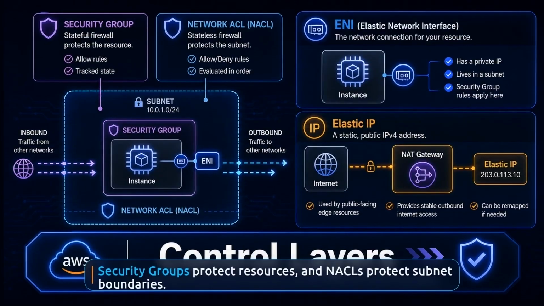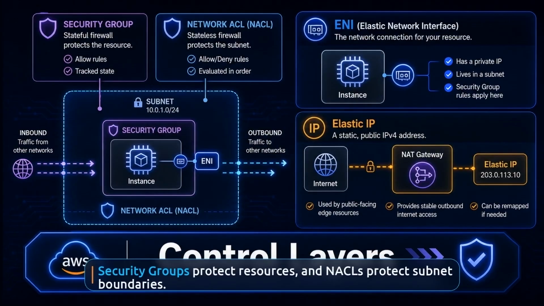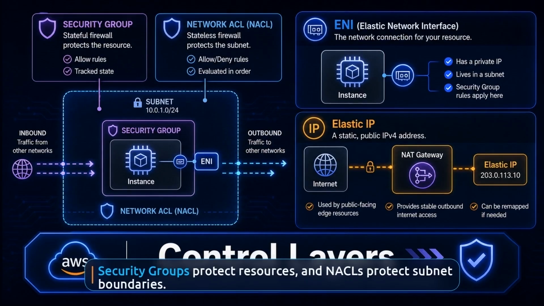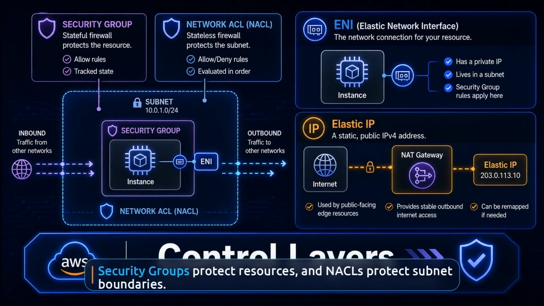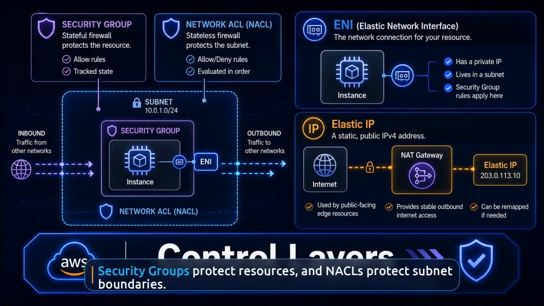An elastic IP is a stable public IPv4 address that you can associate with specific public-facing components. In VPC design, you often see elastic IPs used with NAT gateways or other controlled public entry or exit points.